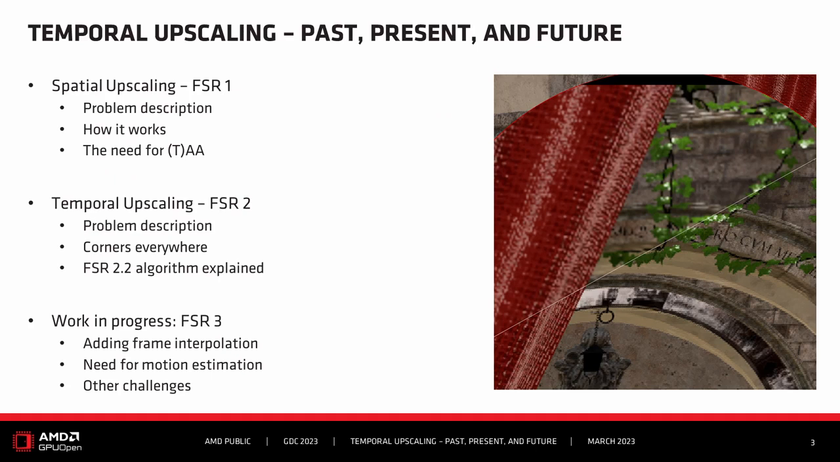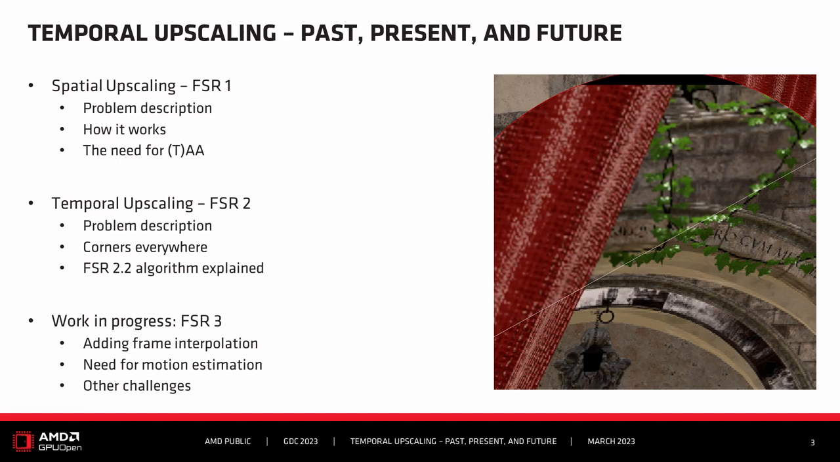This presentation is structured in three parts. First, I'm going to talk about spatial upscaling, FSR 1. I will talk about why we want upscaling at all and what problems you're facing when you're trying to build a spatial upscaler. Then I'll talk about how FSR 1 works and end on the note that you need a good anti-aliasing solution to pair with FSR 1 in order to get good results.